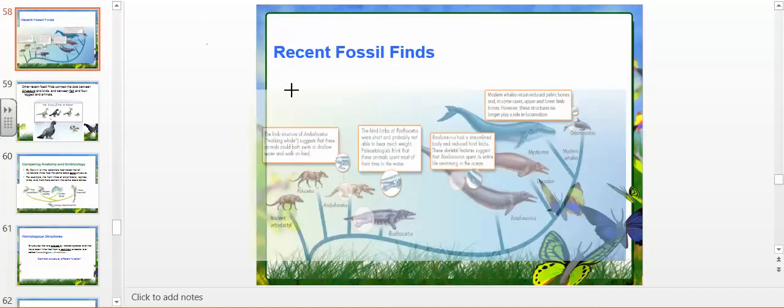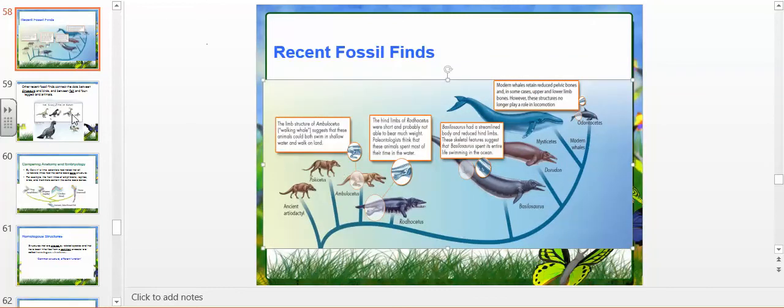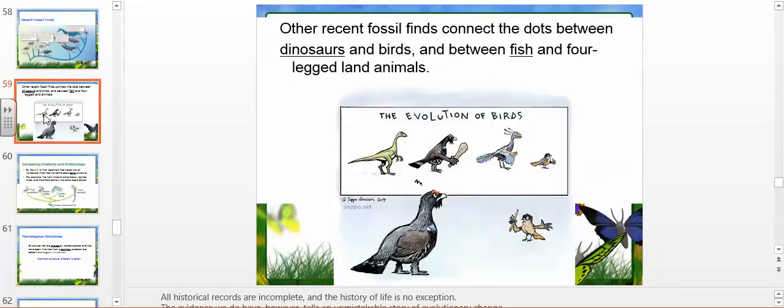So this is part 3. We will start on this one here. I talked about the whales in the last one. Okay, so here's the fossil will also connect the dots between dinosaurs and birds, and between fish and four-legged animals.